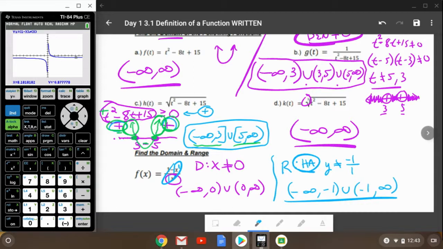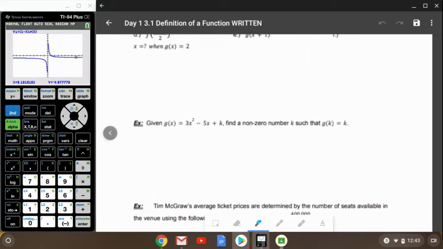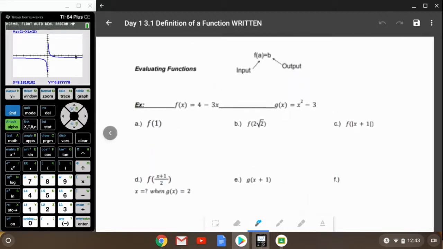Range can get a little tricky, so sometimes it may be helpful to graph it on the calculator afterwards, just to double check you did it right. Because it's a non-calculator question, you've got to practice that. All right, here we go. Let's take a look at the second page. Scoot this to the top.